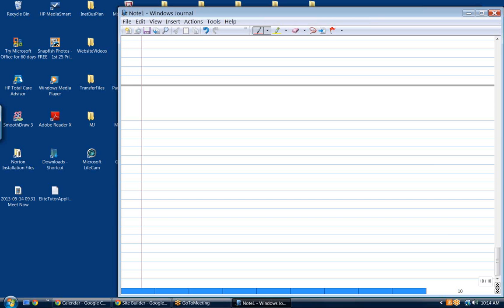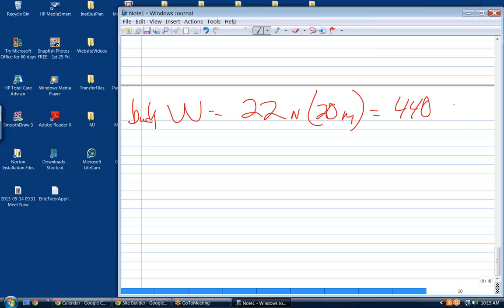Okay, the bucket alone. This is easy because the bucket's weight is constant, so it doesn't really require calculus. The amount of work to lift the bucket is its weight, 22 newtons, times its distance, 20 meters, which is 440 newton meters, and those are called joules.